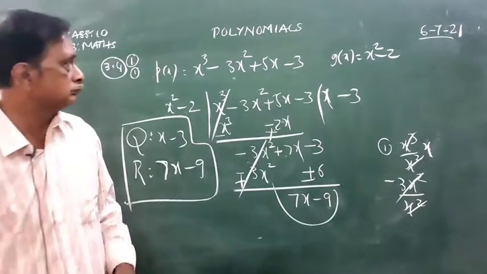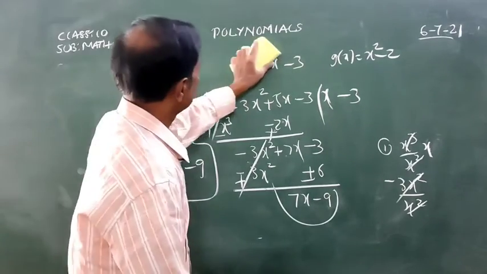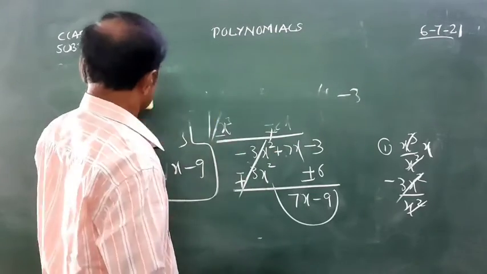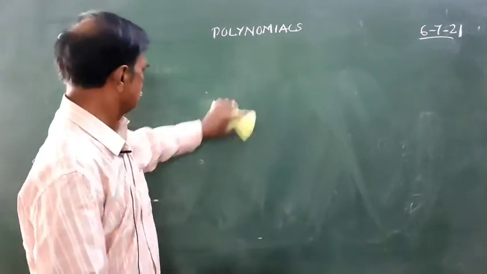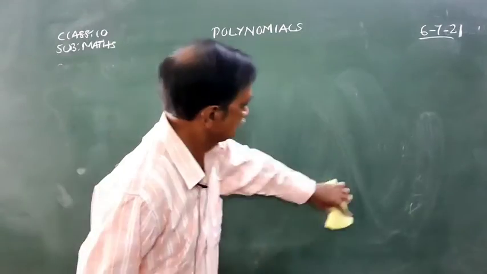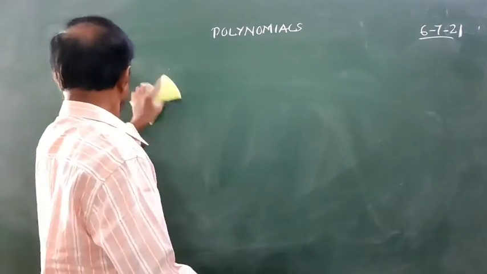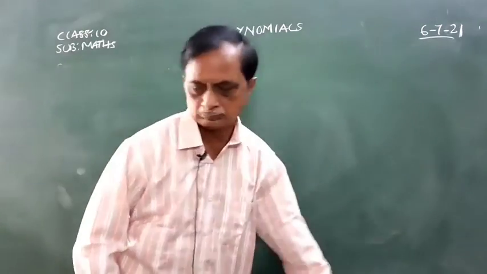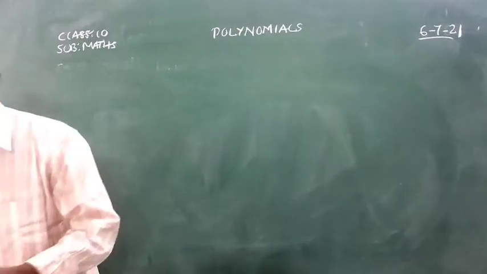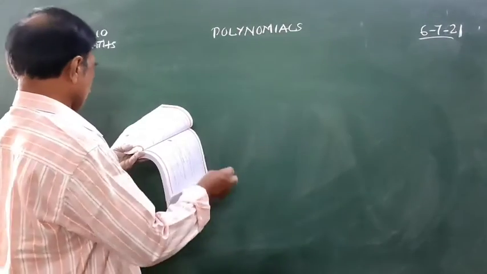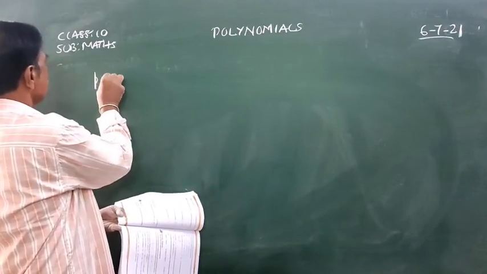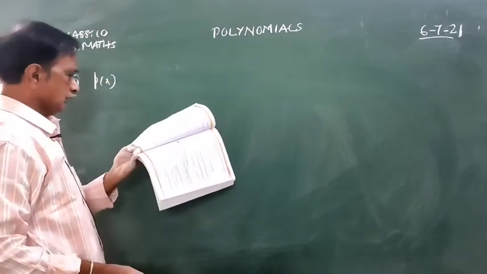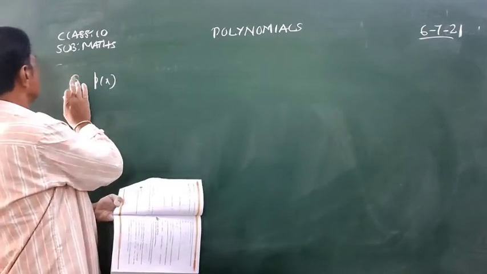Now, second problem. Divide p of x. Second one, Roman number 2 is the next one.